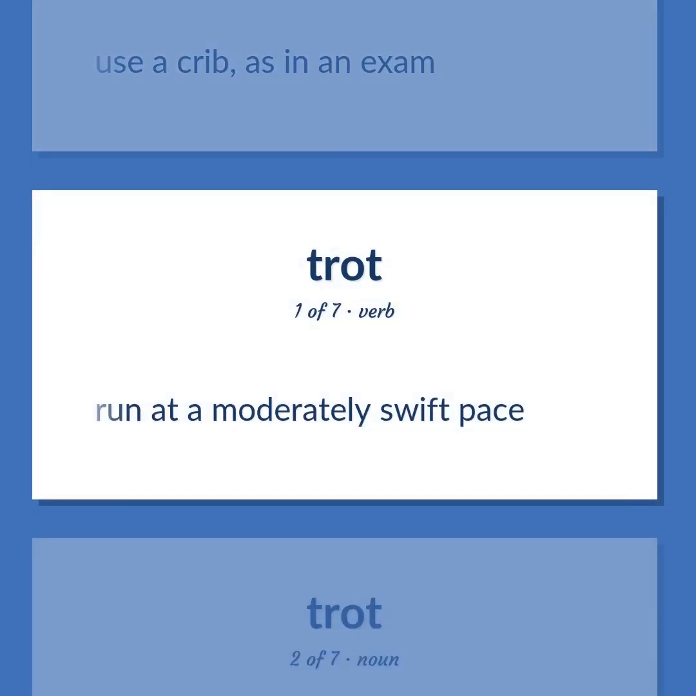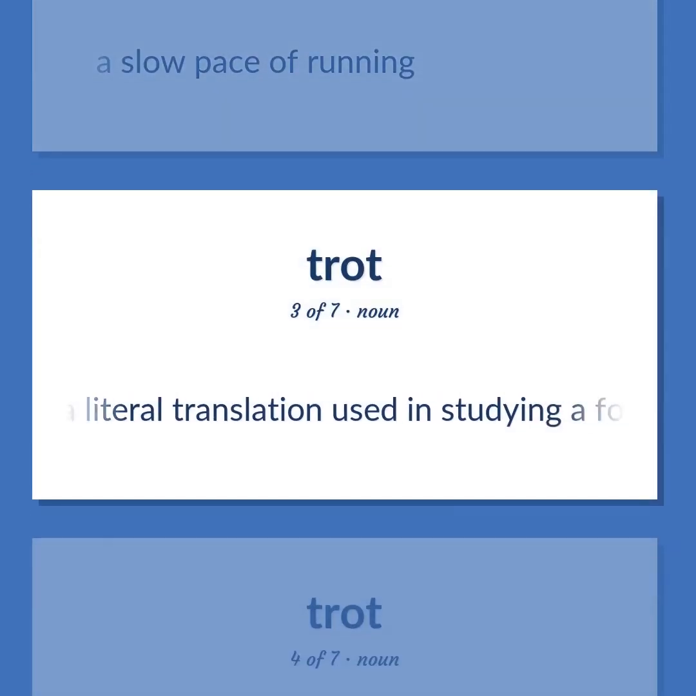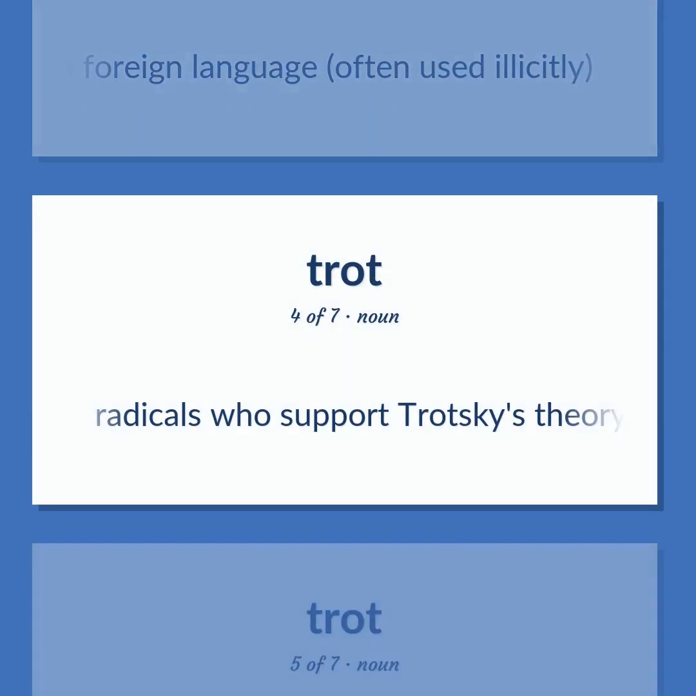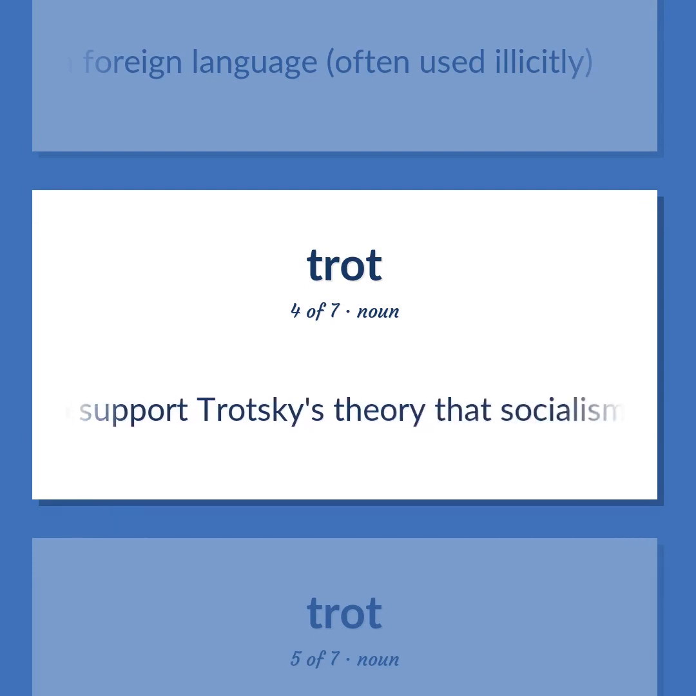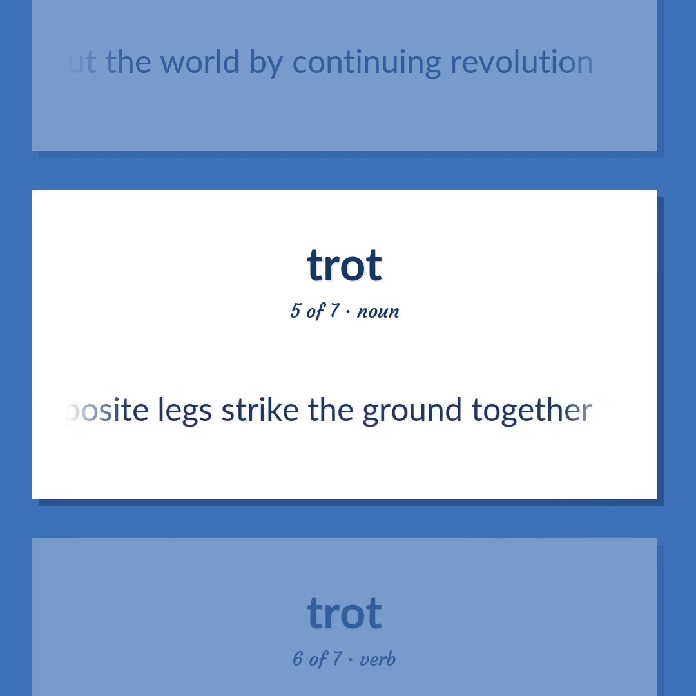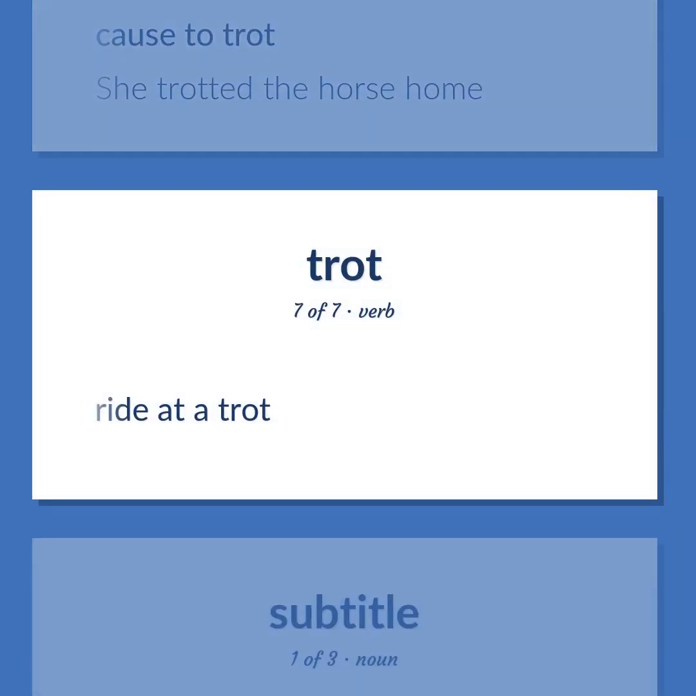Run at a moderately swift pace. A slow pace of running. A literal translation used in studying a foreign language, often used illicitly. Radicals who support Trotsky's theory that socialism must be established throughout the world by continuing revolution. A gait faster than a walk. Diagonally opposite legs strike the ground together. To trot: she trotted the horse home. Ride at a trot.